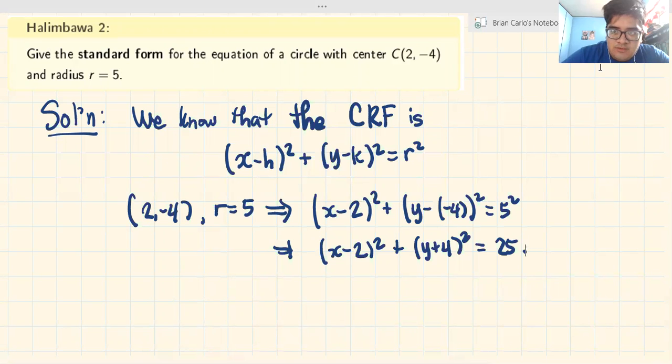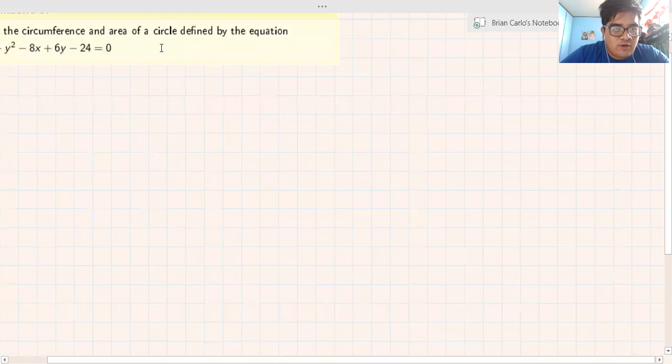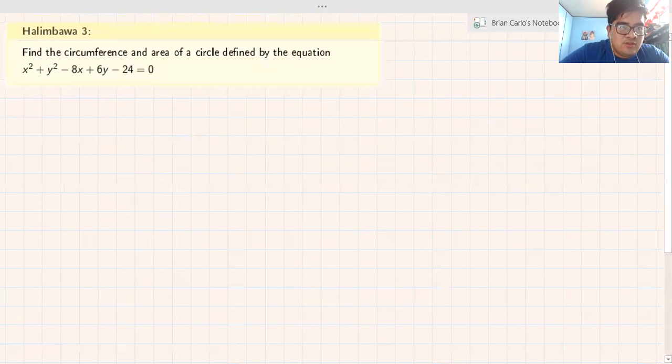Now, let's have a slightly harder example na given yung general form natin. Diba kasi naka-general form siya, diba? Nakikita nyo? Find the circumference, diba? Tinanong na tayo.